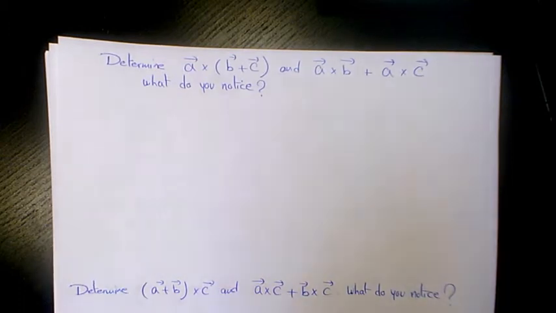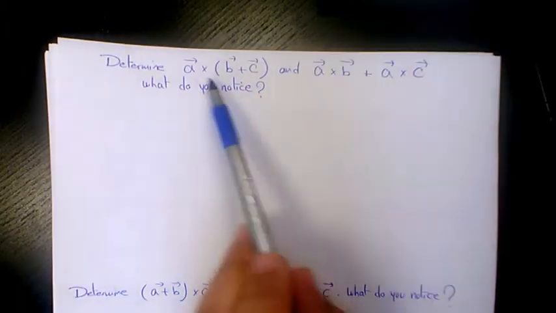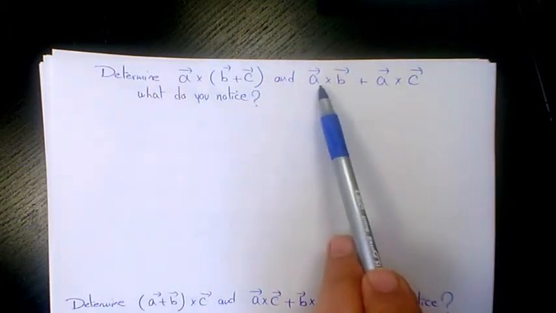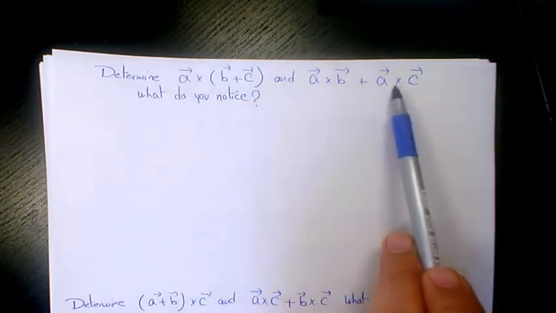Then here it says, determine a, the cross product of a and b plus c, and the cross product of a and b plus the cross product of a and c.